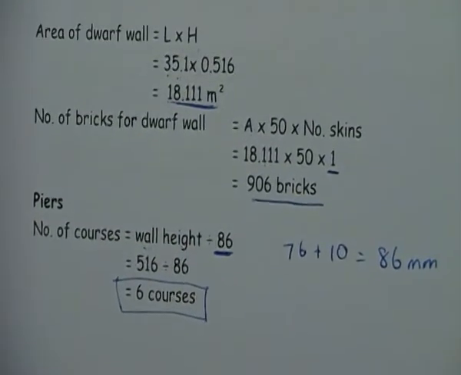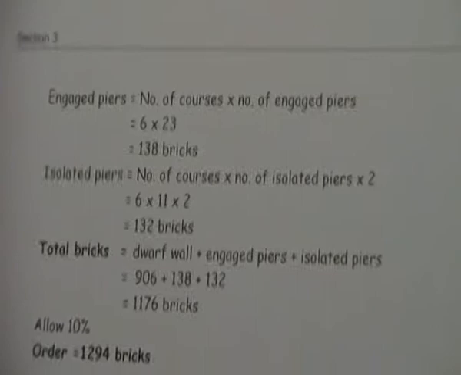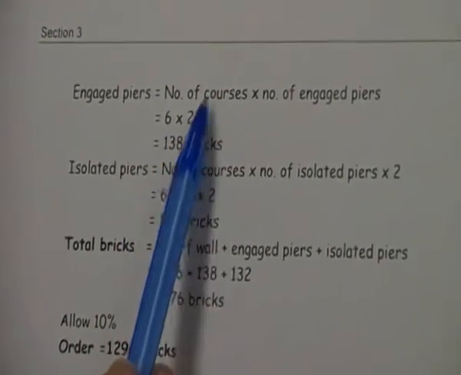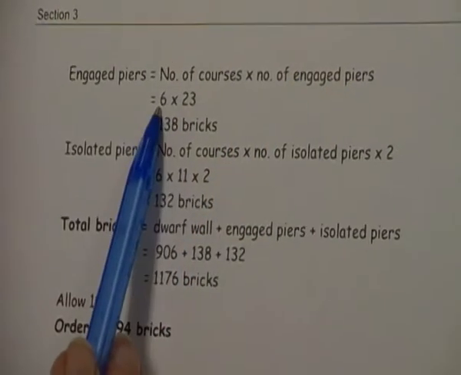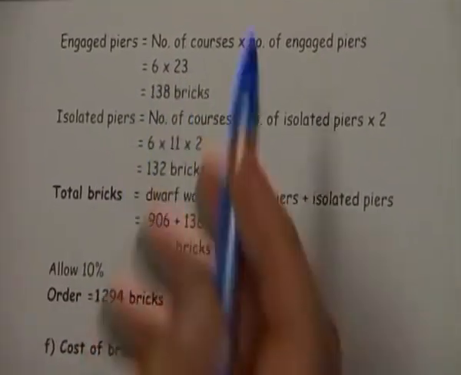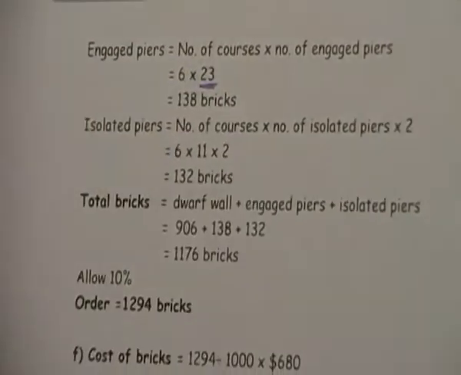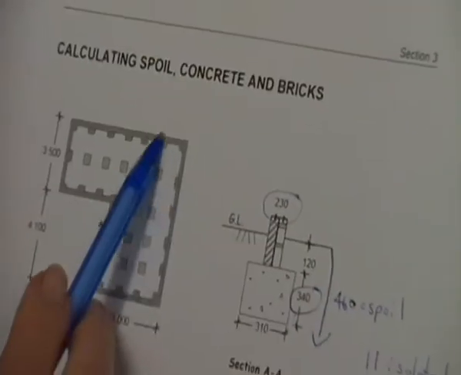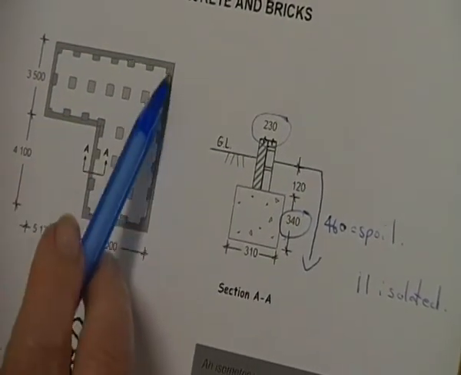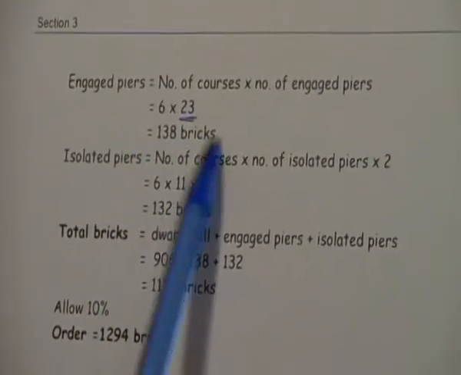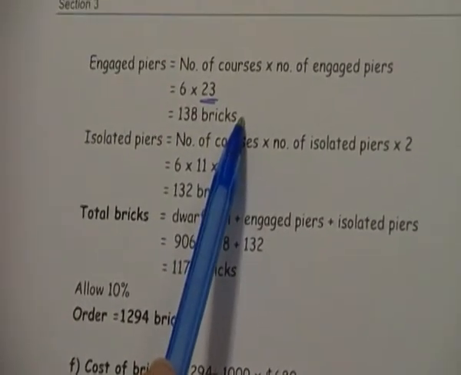So now we're going to work out our engaged piers and our isolated piers. So our engaged piers is number of courses times the number of engaged piers. So I've got 6 times 23. Where did I get 23 from? I go back to my drawing and all I do is count around the outside on the wall. That's my engaged piers. So I've got 23. So 6 times 23, 138 bricks.